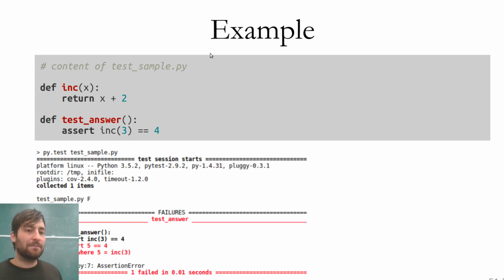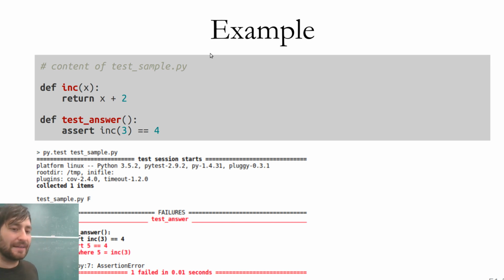And then I have a function called testAnswer, which checks that inc of 3 is 4. Because we assume inc increments by 1, so we assume inc of 3 should be 4. In pytest, you usually use the statement assert to assert something is true. Assert is a standard part of Python, and it usually raises an assertion error. So in Python, if you just write assert 5 equal 4, it would say assertion error, false.